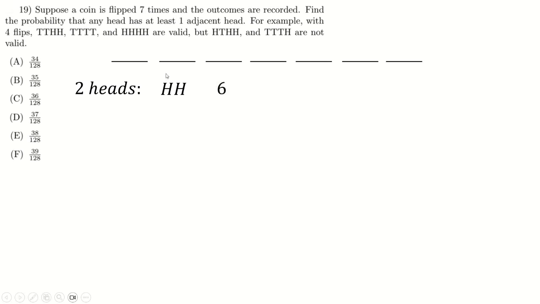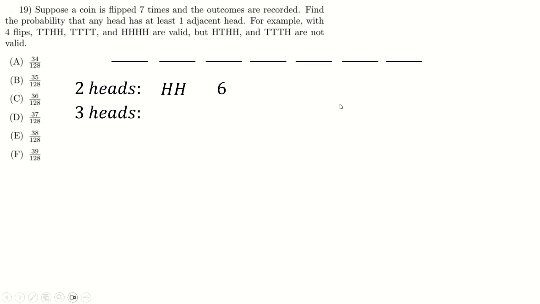So, well, how many ways are there of doing that? Well, you can put them here, next to each other, or here next to each other, or here, or here, or here, or here. There's 6 positions surrounded by tails. So, for example, head, head, tail, tail, tail, tail, tail, or tail, tail, head, head, tail, tail, tail would be one way. So there's just 6 ways of doing it.